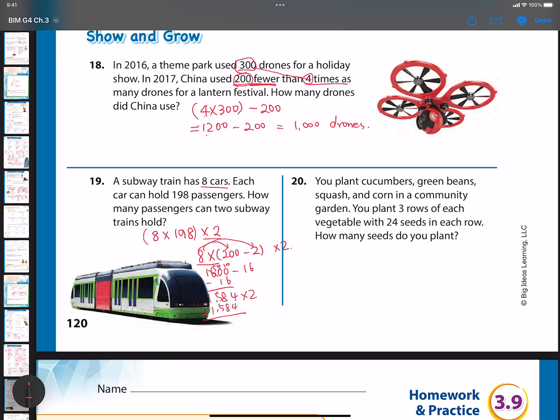That easy. All right, 8 plus 8 is 16, right? So I'm going to write 6 and carry 1 up, and already this is 10. So I'm going to carry down 1 and carry 1 up here. Becomes 3. So the answer is what? 3,168 passengers.